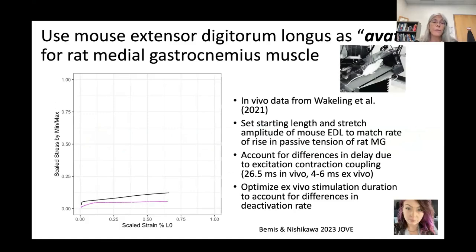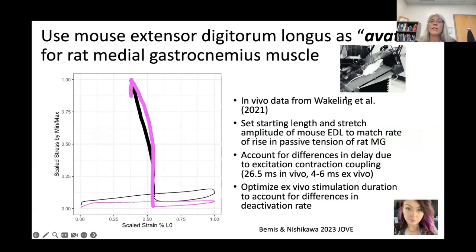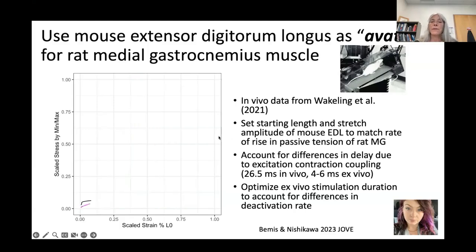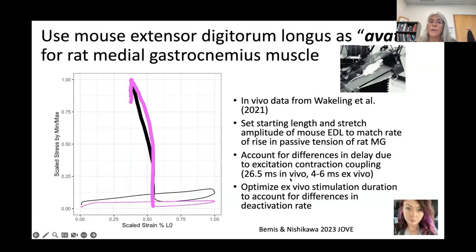So I want to just really briefly give you a second example, but I don't want to take up too much of our time here. In this example, this is the work of Caitlin Bemis. She took in vivo data from rats walking, trotting, and galloping on a treadmill, and she improved the technique in a couple of different ways. So she used the matching in vivo EMG duration. And then she also accounted, as in all of these experiments, for differences in the excitation contraction coupling delay in the in vivo and ex vivo experiments.